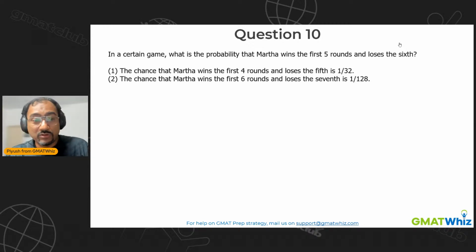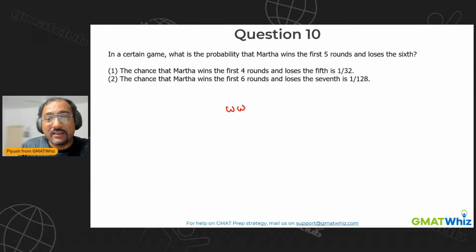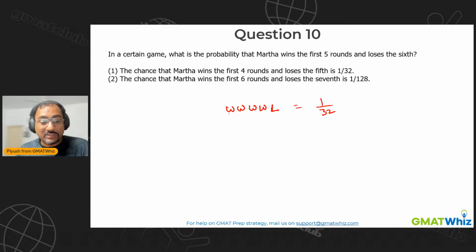But if you don't know the rules of the game at all, and with that, if I go with the first statement, it says the chances that she wins in the first 4 rounds and loses in the fifth one is 1 by 32. You might make a mistake if you assume that the chance of winning in every round is the same. It may not be the same. So you can't really use this equation.